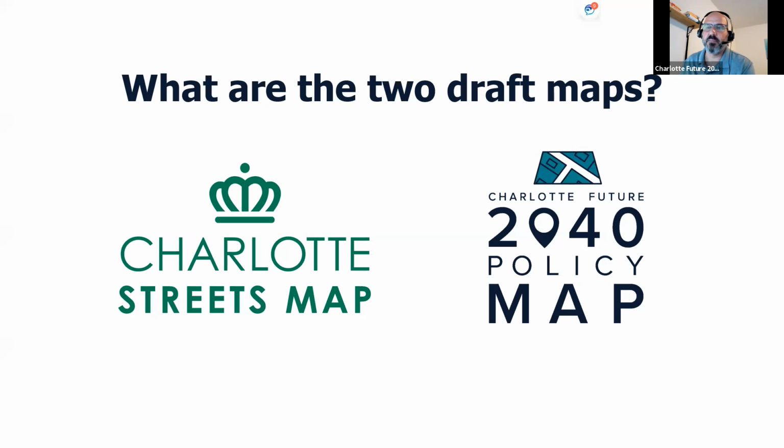With an understanding that both maps are intended to help implement the vision of the comprehensive plan and that they will both help inform the city's built environment over time, let's take a closer look at the Charlotte Streets Map, and then we'll get into the Charlotte Future 2040 policy map.